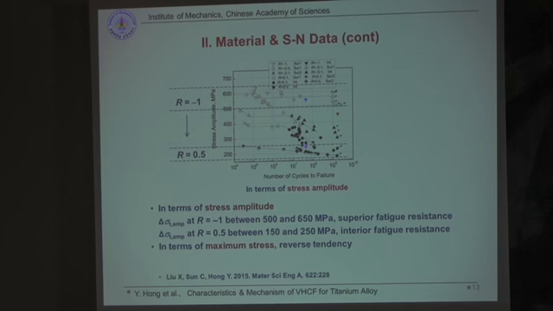The important thing is we choose 3 specimens, 2 from -1, these 2 ones, the blue and red points, and the other one is from 0.5 stress ratio, the purple one, for the further examination.